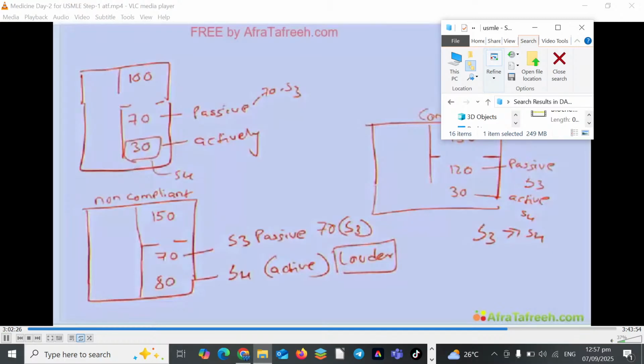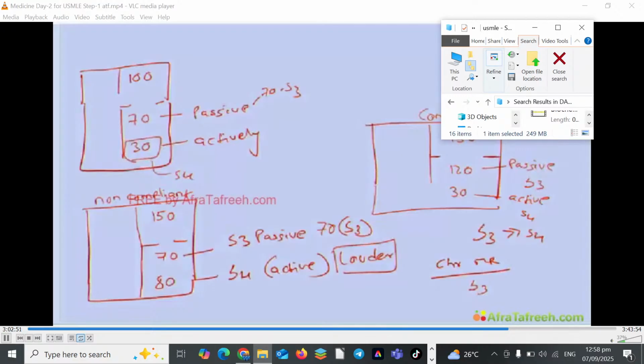Correct. It is the third heart sound. So in chronic MR, there would be dilatation of the left ventricle, concentric hypertrophy, eccentric hypertrophy. Eccentric hypertrophy से क्या होगा? Compliance will increase. So that eccentric hypertrophy results in an S3 sound.